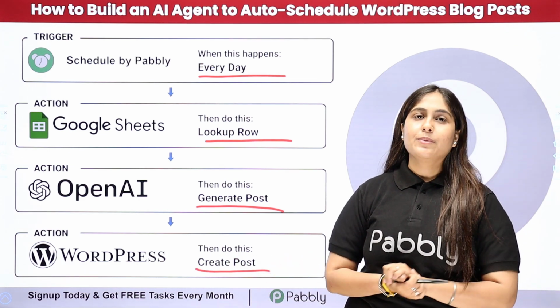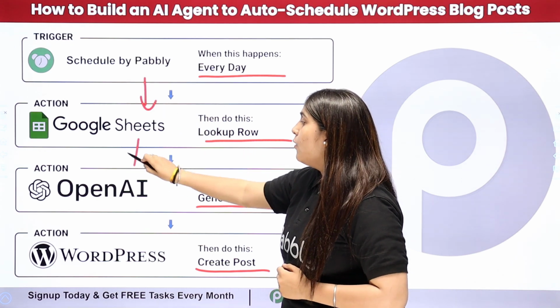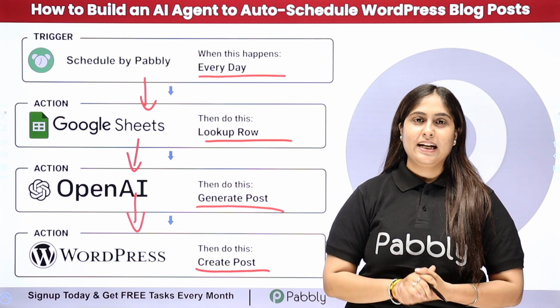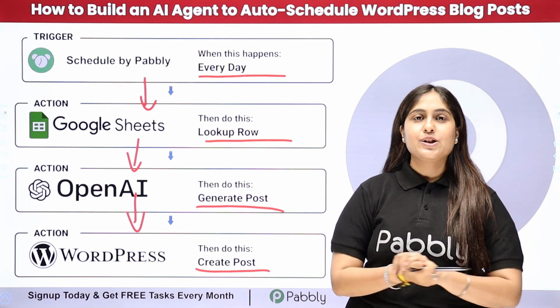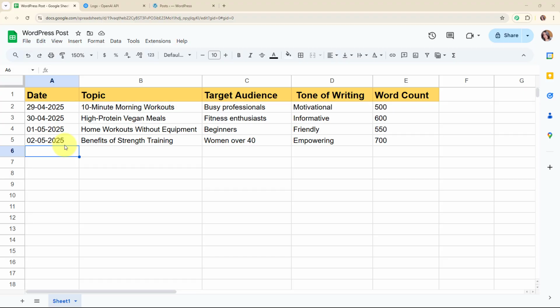Now, to automate the entire process, I need to connect Schedule by Pabbly with Google Sheets, OpenAI and WordPress using an automation software named Pabbly Connect. So to see the working of this automation and to learn this process step by step, let me take you to my screen. Welcome to my screen.